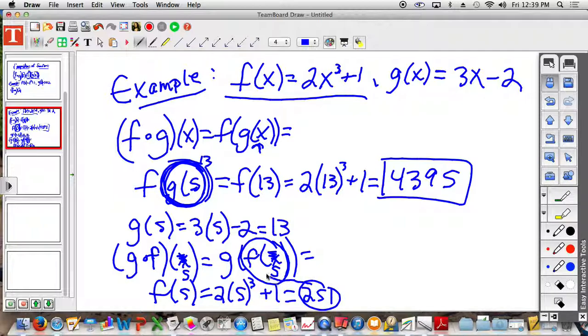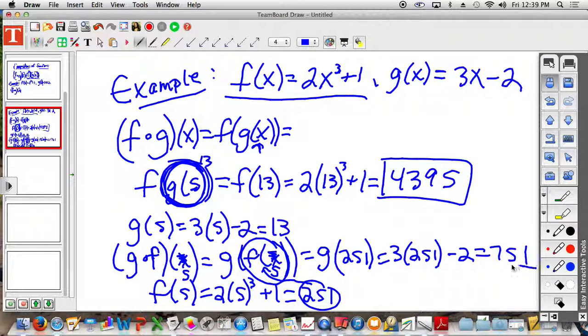So you're going to take that 251 and plug it in here, and calculate g of 251. So go to your g function and plug in 251 for your x's. You're going to have 3 times 251 minus 2. 3 times 251 is 753, and 753 minus 2 is 751.